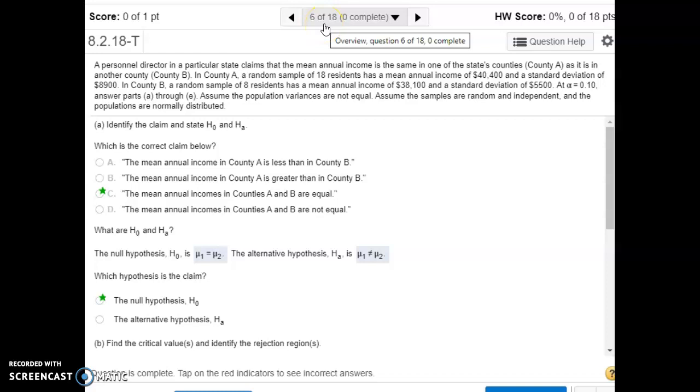Number 6, there's a lot of similarities to number 5, but there are some key differences as well. Here we have the claim is that the mean income in one county is equal to, it's the same as the mean income from another county. So here our claim is equality. Statement of equality goes with the null hypothesis, so our null hypothesis will be our claim. And our alternative is going to be the complement, which would be not equal to. So we'll have a two-tailed test here since our alternative hypothesis is not equal to.